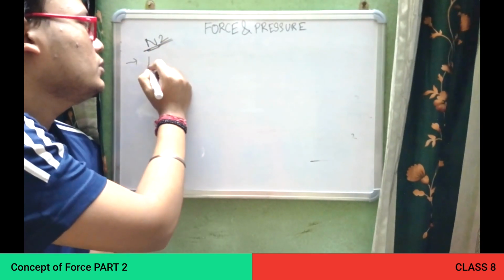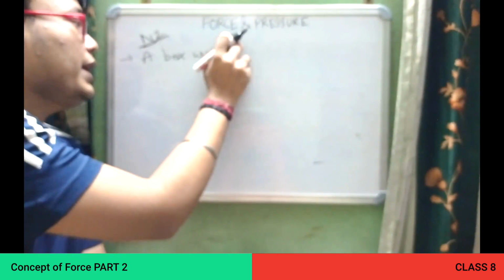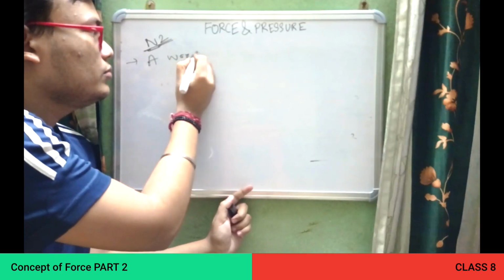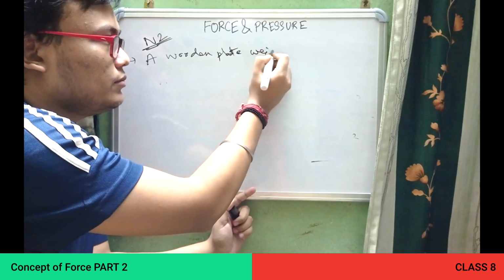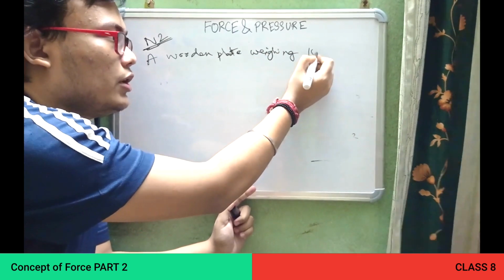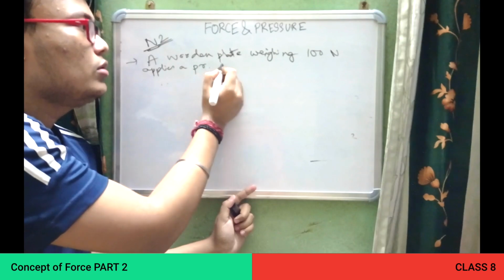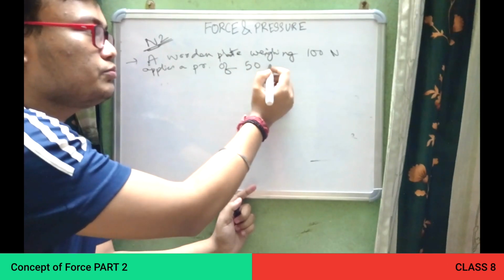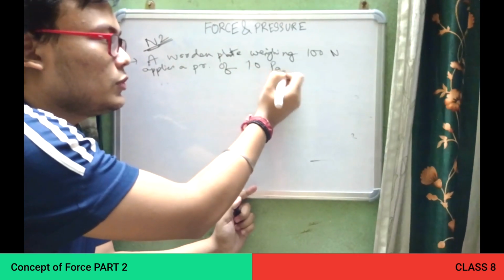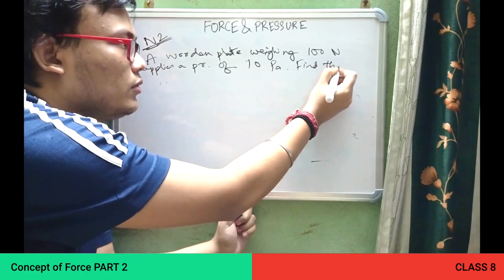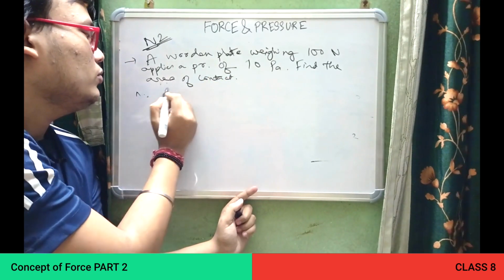It says that a box, let's say a wooden plate, weighing 100 newtons applies a pressure of 10 pascals. Find the area of contact.